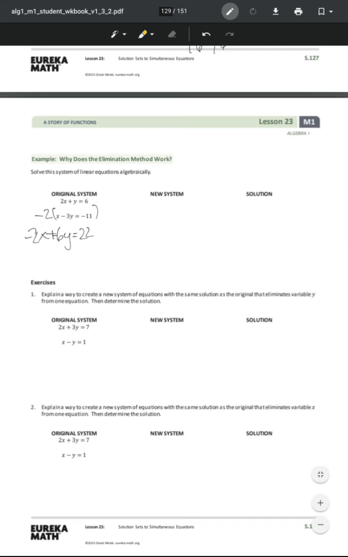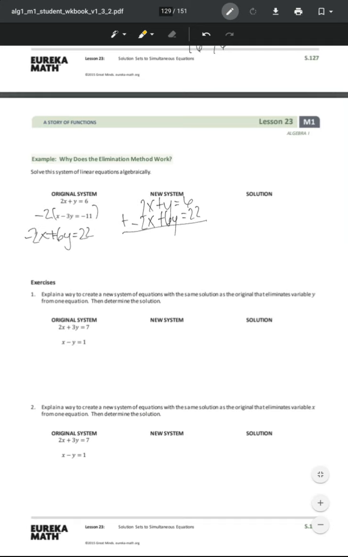So moving both of those over here, 2x plus y equals 6 was my first equation. My new equation after we multiply by negative 2 is negative 2x plus 6y equals 22. So now I want to solve it. Since we've multiplied one equation, now I'm going to add everything together.